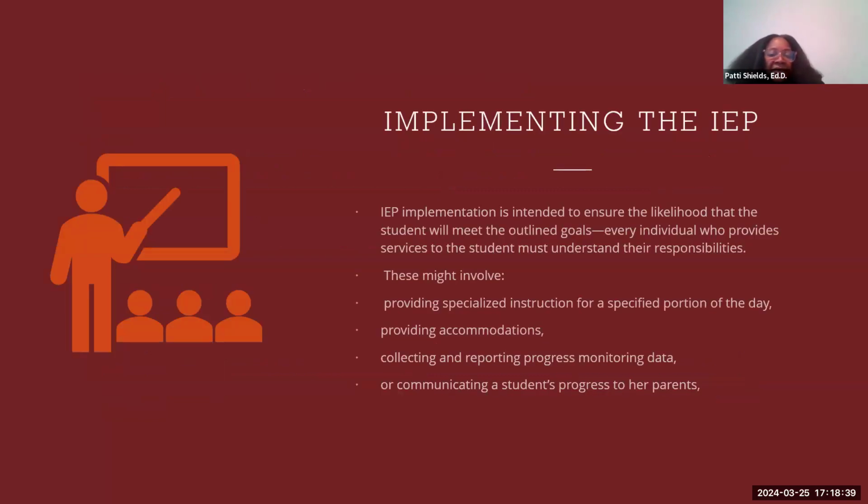Implementing the IEP continued. The IEP implementation is intended to increase the likelihood that the student will meet the outlined goals. Every individual who provides services to the student must understand their responsibilities. These might involve providing specialized instruction for a specific portion of the day, providing accommodations, collecting and reporting progress monitoring data, or communicating a student's progress to his parents.